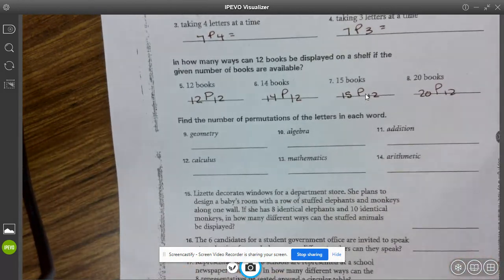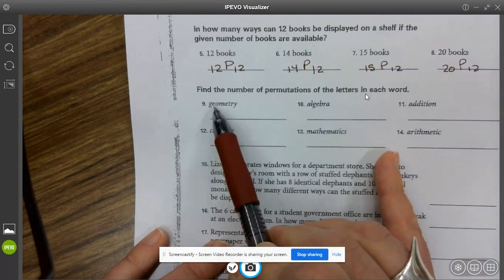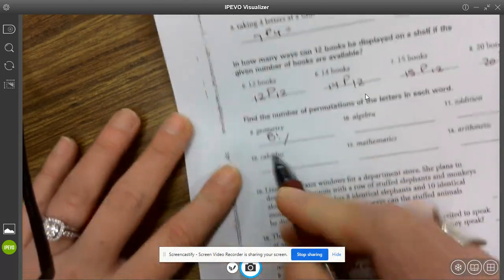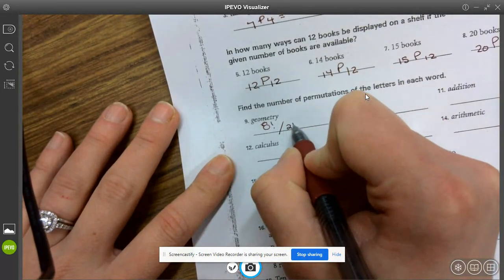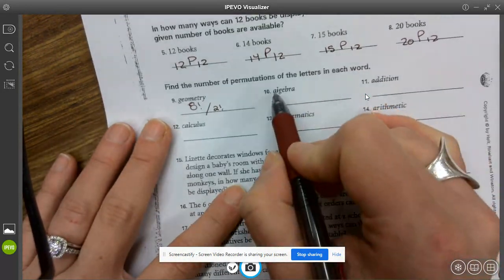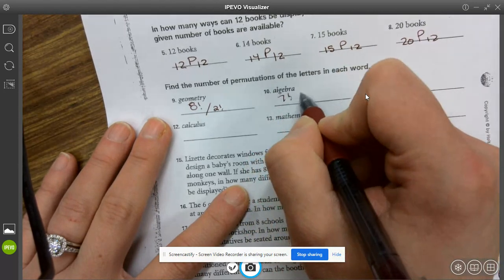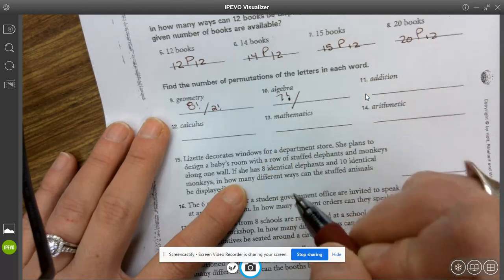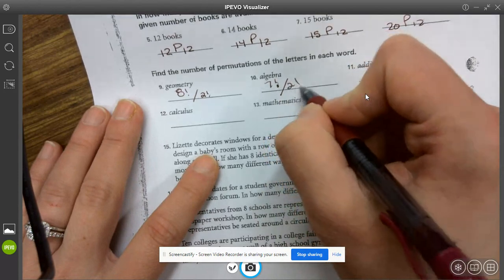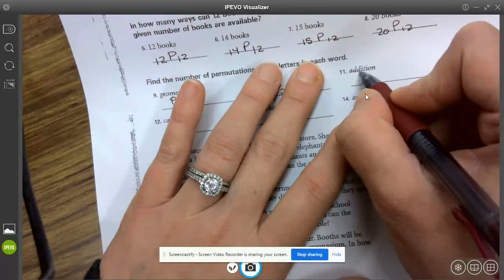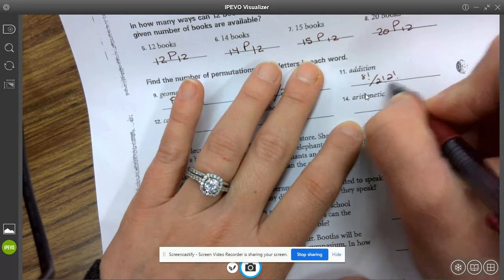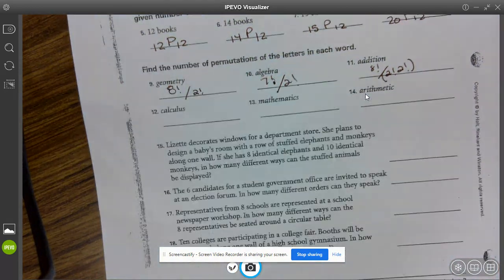Okay. It says find the number of permutations in the letters of each word. Geometry. There is 1, 2, 3, 4, 5, 6, 7, 8 letters, and I'm going to use all 8. However, the E's can switch so they're not distinct. Algebra, 1, 2, 3, 4, 5, 6, 7 letters, and I'm going to use them all. Okay. You can put 7 factorial here, or you could have done 7 P 7. It doesn't matter. The A's can switch. Addition, 1, 2, 3, 4, 5, 6, 7, 8. The D's can switch, and so can the I's. Make sure you use parentheses, okay? So that's how you do those.